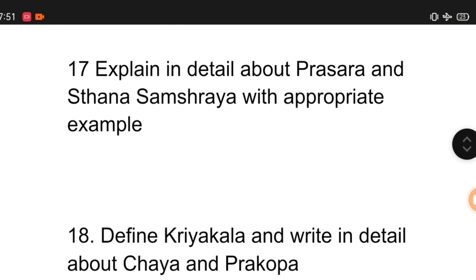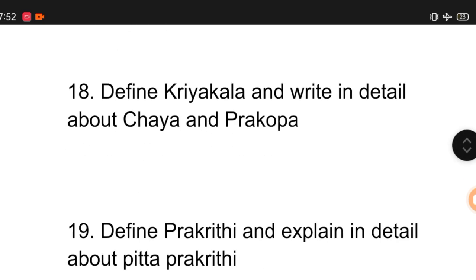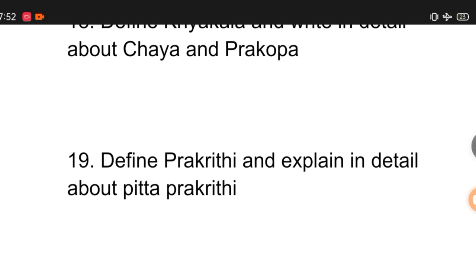Next question, explain in detail about the Prasara and Sthana Samshraya with appropriate example. Like the above question how I explained, like that you have to write. The next question they will ask, define Kriya Kala and write detail about Chaya and Prakopa. Chaya means Sanchaya or accumulation. Prakopa means aggravation of the accumulated dosha. For this you have to write 2 shlokas, and you can mention examples also.